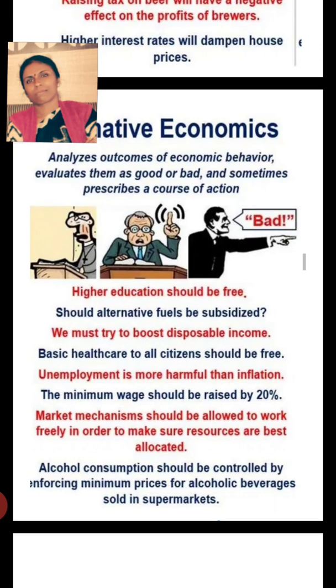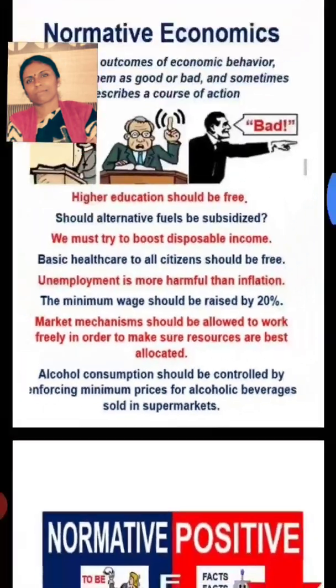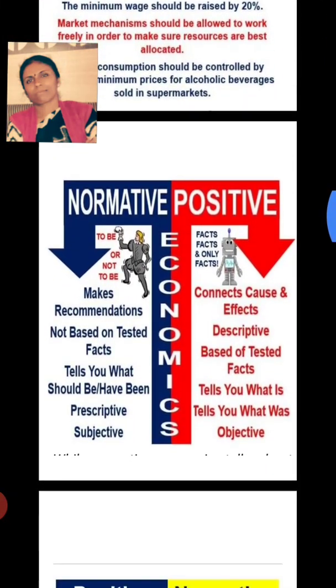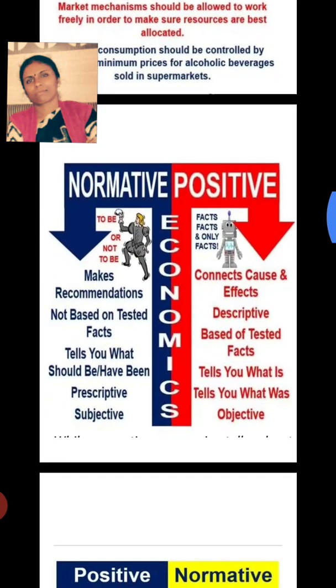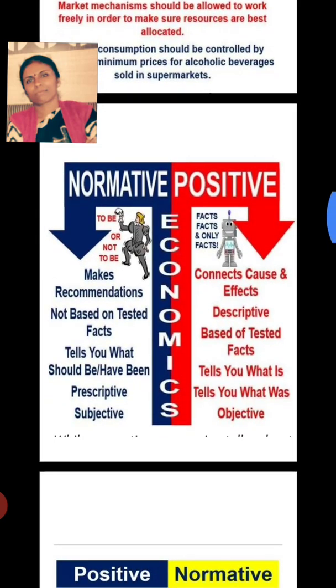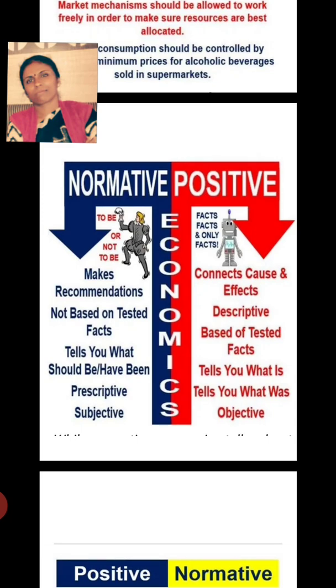Just to glance at positive and normative economic statements: positive explains things as they are, and normative explains which is good or which is bad. So judgment is there in normative economics. See this picture: facts and only facts, positive; and normative, to be or not to be. So this is the difference between positive and normative. Positive connects cause and effect, while normative makes recommendations.